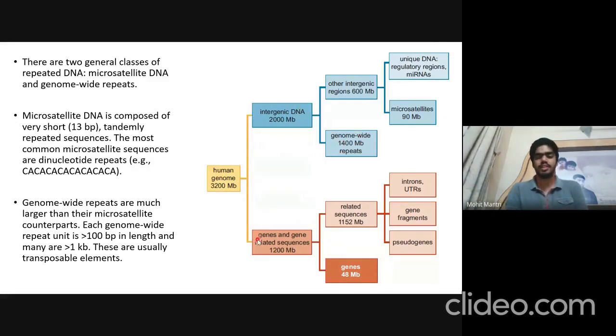Now, genes and gene-related sequence make up another 40%, out of which the actual gene content is only around 1.5% of the total genome in case of human, and rest is the other region such as introns, untranslated region, which are not included in the protein. Then gene fragments. These gene fragments are formed because of insertion of transposable elements in between genes and thereby inactivating the gene and forming many fragments of that gene.